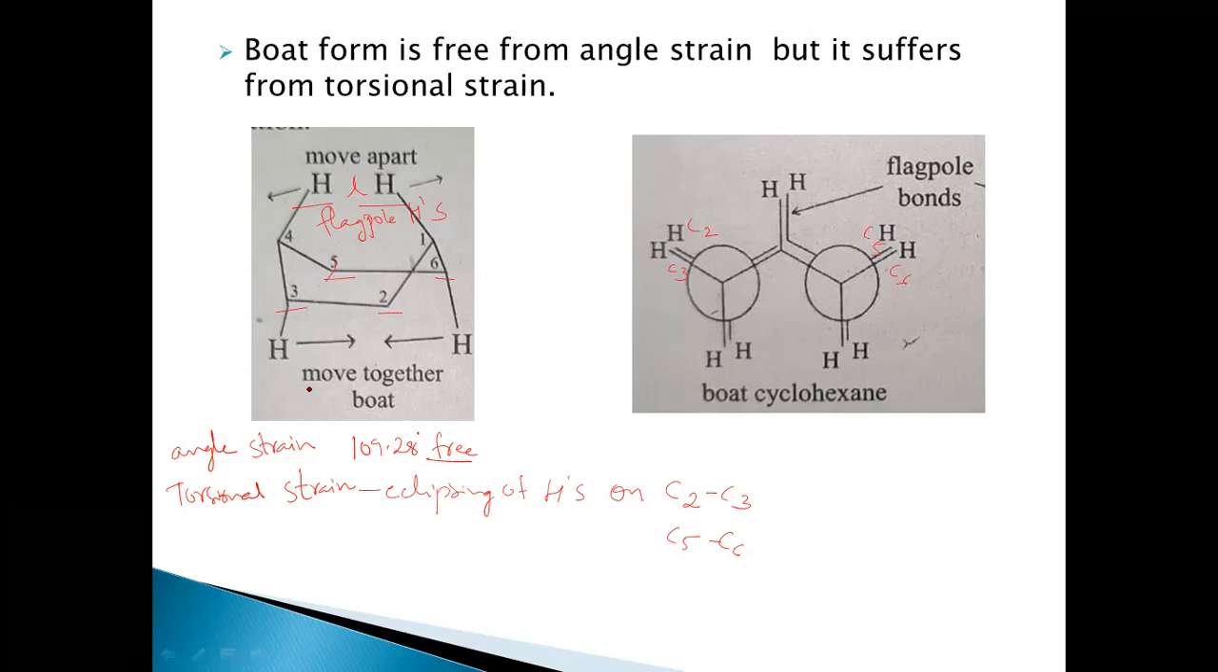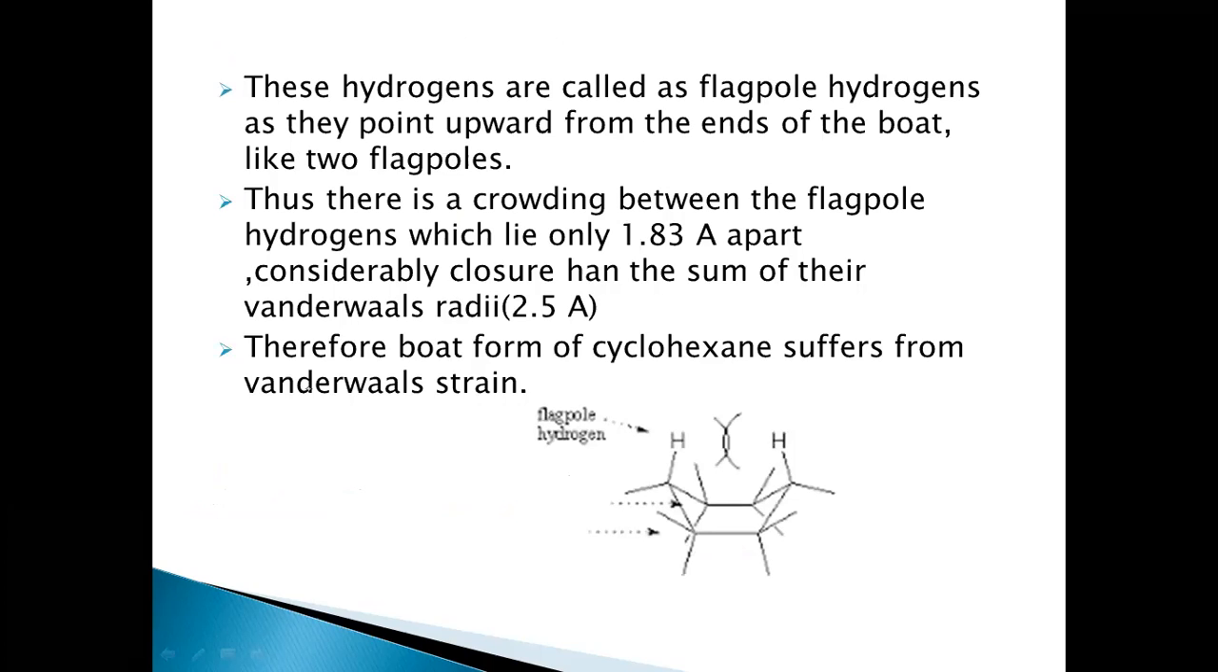You can show this crowding in this diagram here. These two hydrogens on C1 and C4, the flagpole hydrogens, should be around 2.5 angstroms apart, but the distance is only 1.83 angstroms. That is less than the sum of their van der Waals radii, so it is suffering from van der Waals strain.